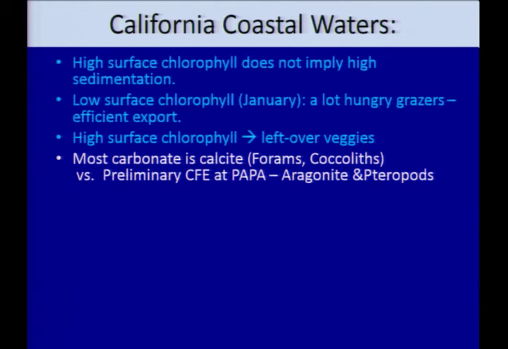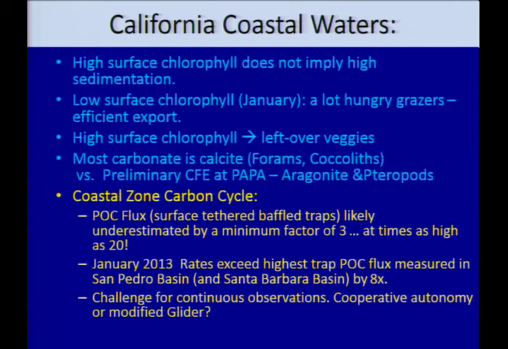Now, most carbonate is calcite in the study area from foraminifera and coccolithophores, but we had a short deployment of these things several months later at Station Papa, and the carbonate was all dominated by aragonite and pteropods. We observed a mass reproduction event of Cleopteropods at 150 meters in one of these instruments. I have movies that I can show, maybe in movie night tomorrow night.